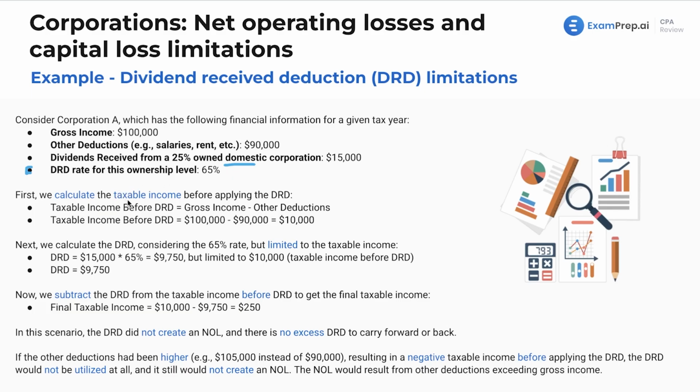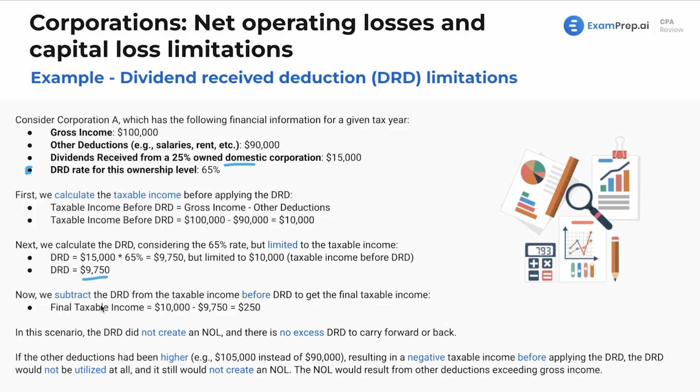First, what's our taxable income before applying the DRD? Well, that's just our gross income minus the other deductions. So that gives us $10,000. Next up, we're calculating the DRD, considering the 65% rate, but this is limited to our taxable income. So we see here that $15,000 times 65%. This is our amount we can deduct, but this is limited to $10,000, which is the taxable income before the DRD. However, we don't reach that limit, so we can take the full $9,750 as a deduction.